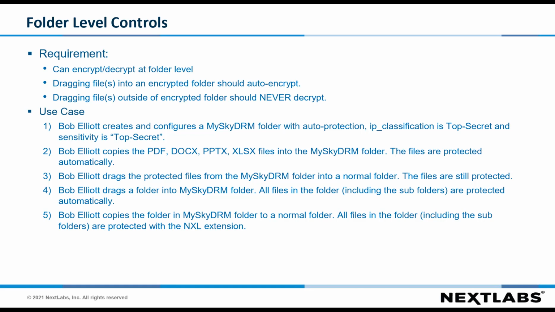In this POC demo, I will show Bob Elliott creates and configures My folder with auto protection. IP classification is top secret and sensitivity is top secret. Bob Elliott copies PDF, docx, pptx, xlsx files into the My folder. The files are protected automatically. Bob Elliott drags the protected files from the My folder into a normal folder. The files are still protected.